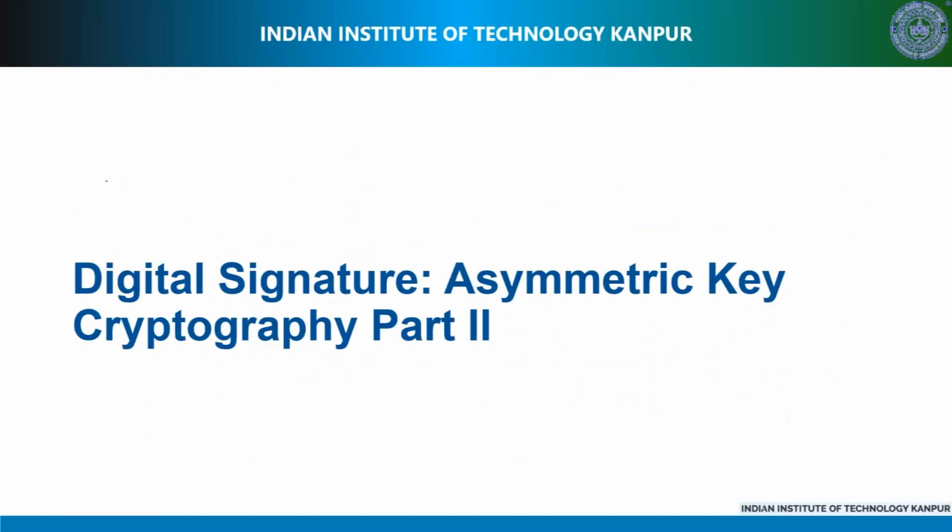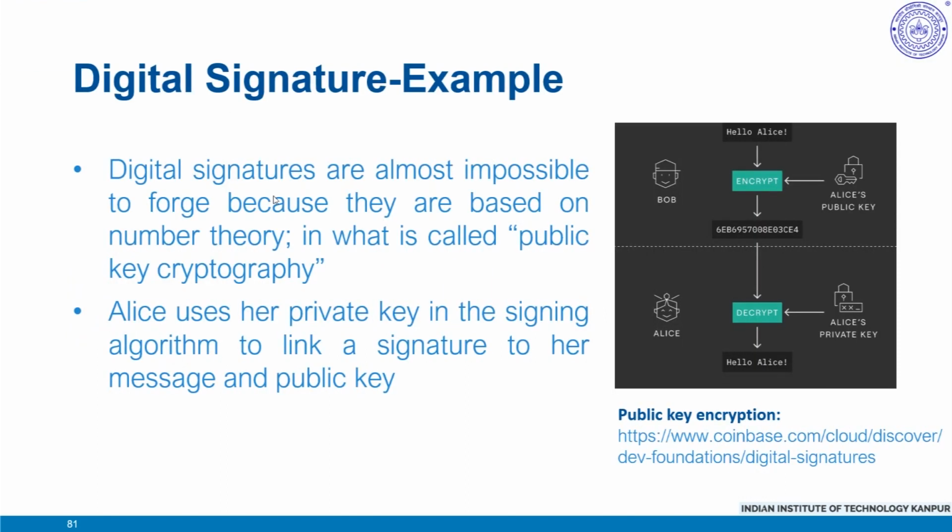In this video, we'll conclude our discussion about digital signatures and asymmetric key cryptography. Just as written signatures tie a person to a particular document, digital signatures cryptographically link an identity to a message. Digital signatures are almost impossible to forge because they are based on number theory, what is called public key cryptography, where users own a public key and a private key, which form a pair. Public key cryptography uses encryption to guarantee security and protect sensitive key information. The public key represents the owner's identity, and the private key is secret to the owner, allowing them to prove that they own the public key.